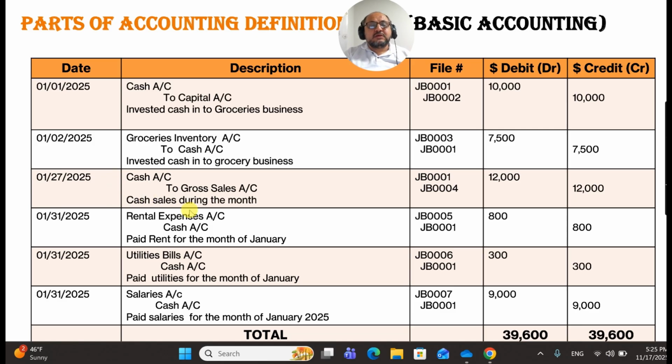Cash sales, remember you have to write this also. Cash sales during the month. What does it mean? In 25 days, he received 12,000 cash from the sales of the 7,500 inventory.